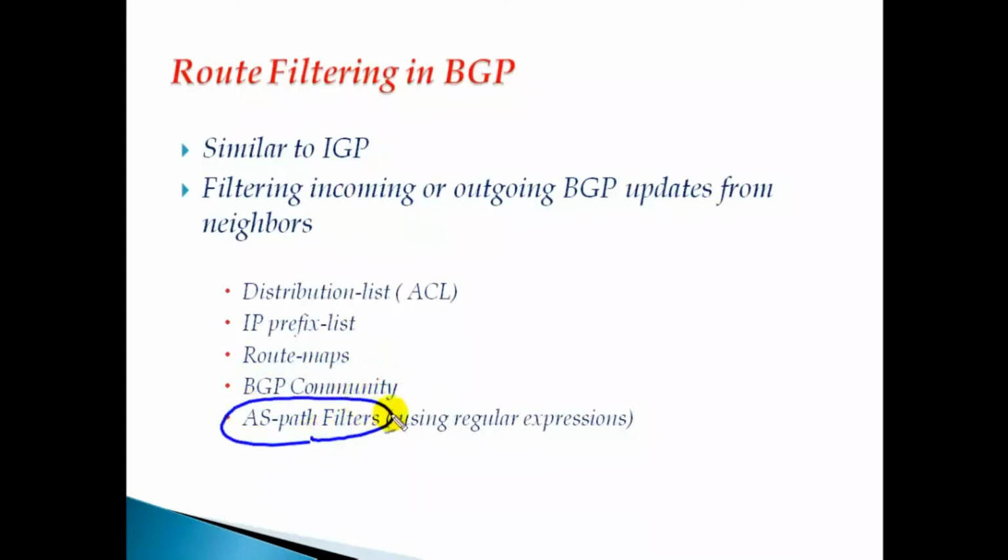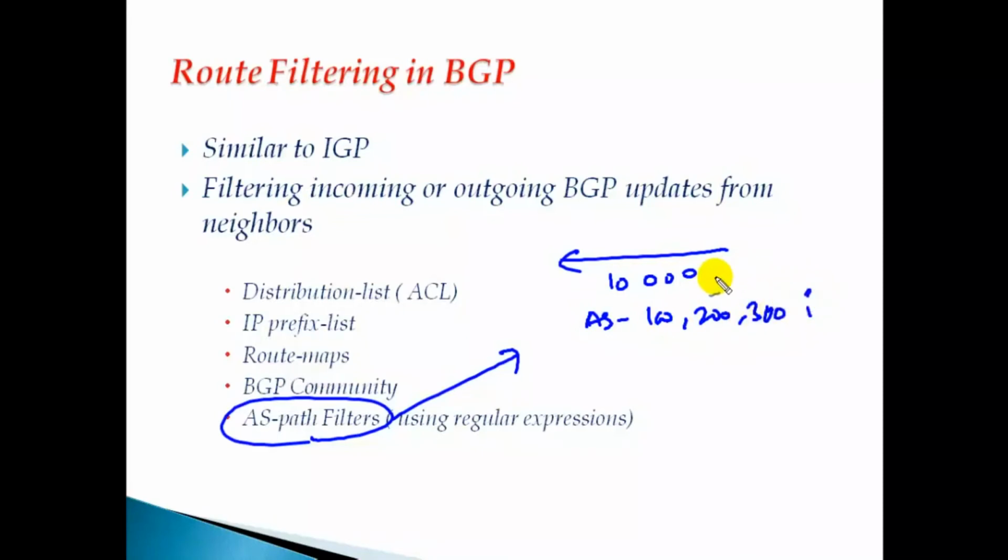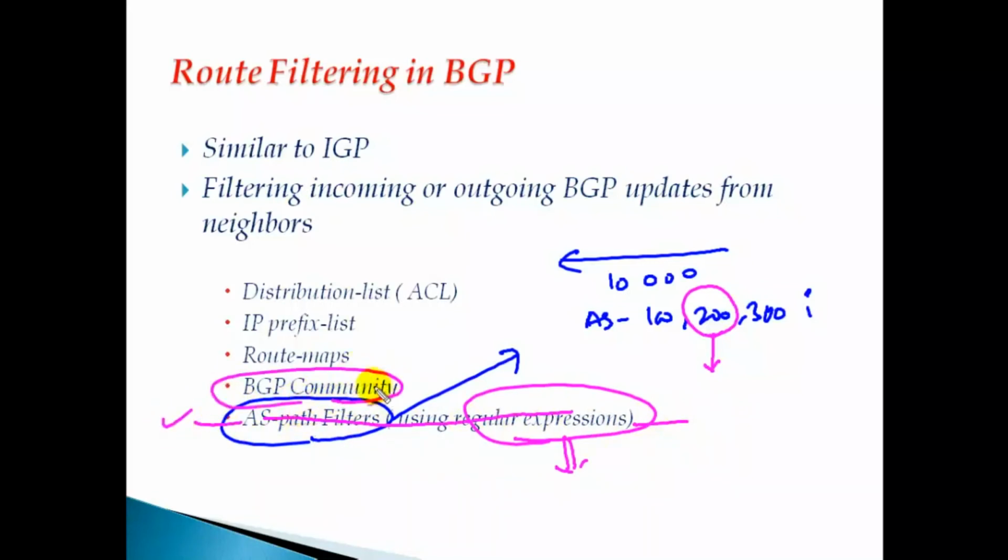Apart from that, you can also filter based on the autonomous system path information. By default, any BGP update advertises the network with AS path information like AS 100, 200, 300i. Using AS path filters, I can match the autonomous system path information in that BGP update by using regular expressions. I have discussed AS path filters using regular expressions, and BGP communities, in much more detail in separate sections.